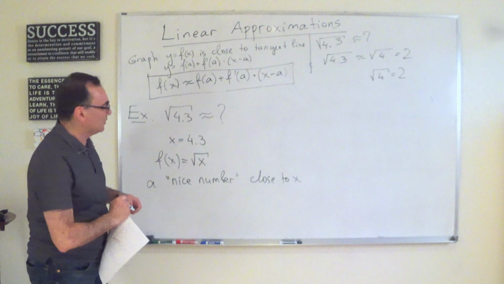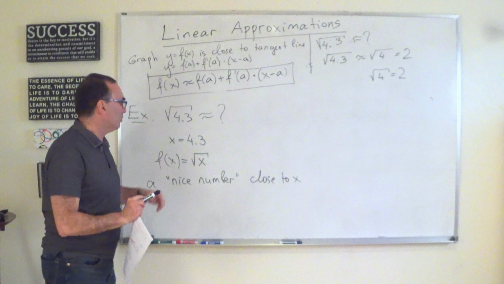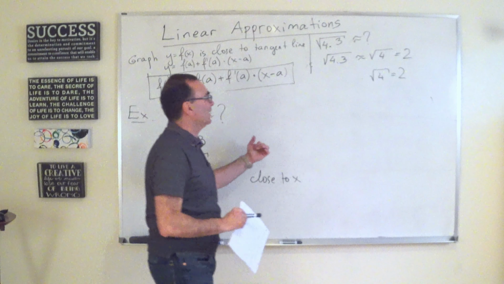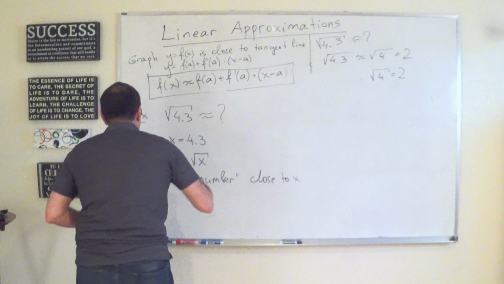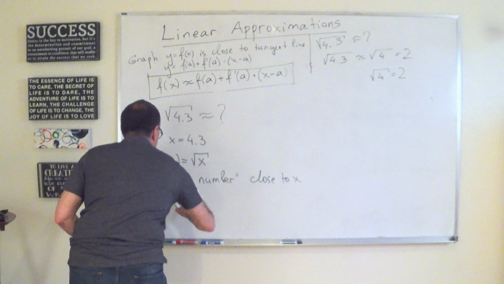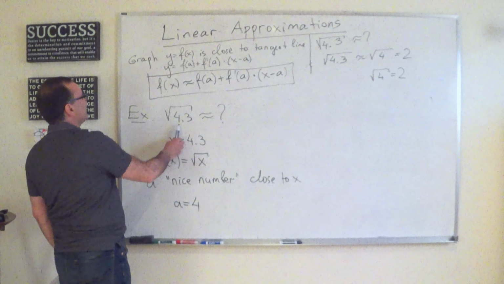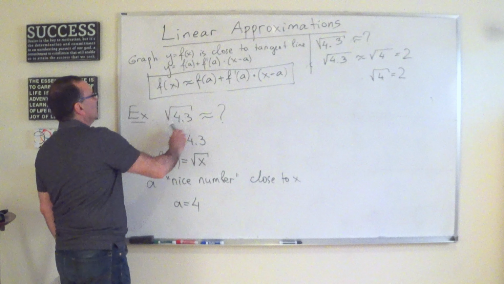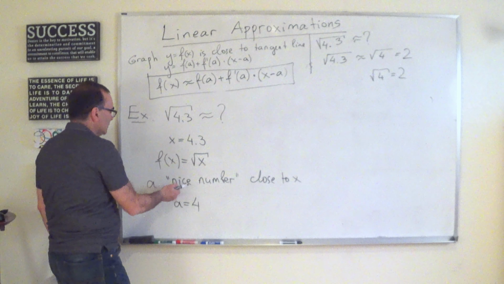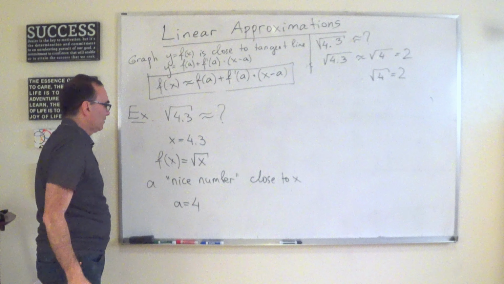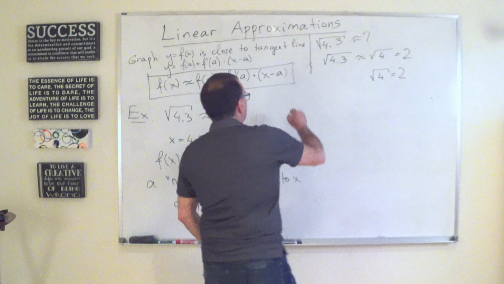Typically, a nice number is an integer, and the integer close to x is just 4, and square root of 4 is also something that is easy to calculate, so that's precisely what we need. So make a equal 4. So once again, x is taken right from the given expression, and a is not given, but we just choose it as a nice number close to that. So now we have everything here, and we just plug in.